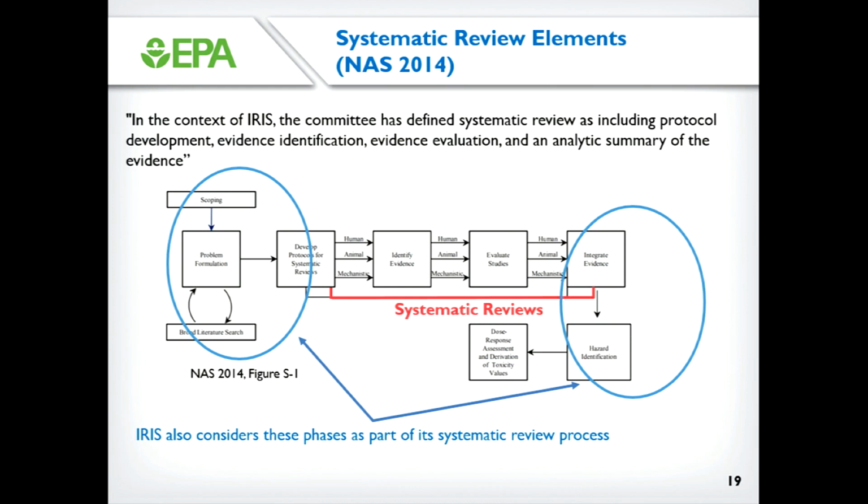So we would sort of include problem formulation and scoping as part of systematic review, because that's really where you begin to identify the question, hence the most pertinent evidence to address that question. And then we also would consider sort of hazard identification as part of systematic review, because you'll see that we use structured frameworks to help articulate our confidence in these conclusions, and that's increasingly part of the package of systematic review.